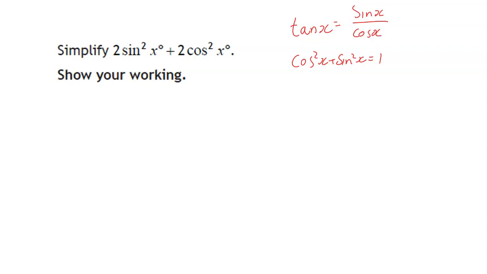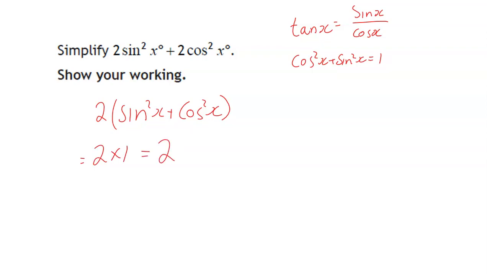However, if I look at it, 2 is a common factor of both of those. So if I took 2 out as a common factor, I'd get 2 bracket sine squared x plus cos squared x. Now sine squared plus cos squared is the same as the identity I have there, which is 1. So it then just equals 2 times 1, which is equal to 2. Bang! Simplified it as much as I possibly can and as fast as is humanly possible, just by using those identities.